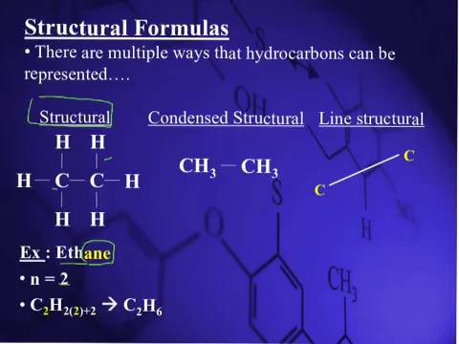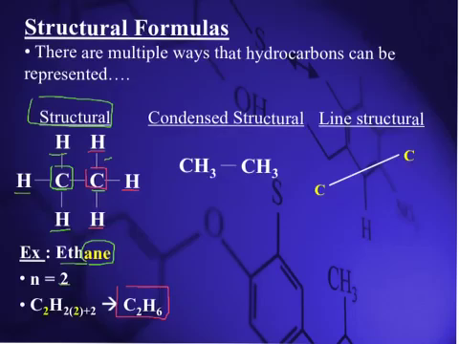So here we have our 2 carbons, 1 and 2. Now, each carbon needs to make 4 bonds in order to be stable in its octet formation. So the carbon on the left here will make 3 additional bonds with hydrogens, 1, 2, and 3. And the carbon on the right here needs to make 3 additional bonds with hydrogen, 4, 5, and 6. So the final formula for ethane is C2H6. That was the structural formula where all bonds are drawn.